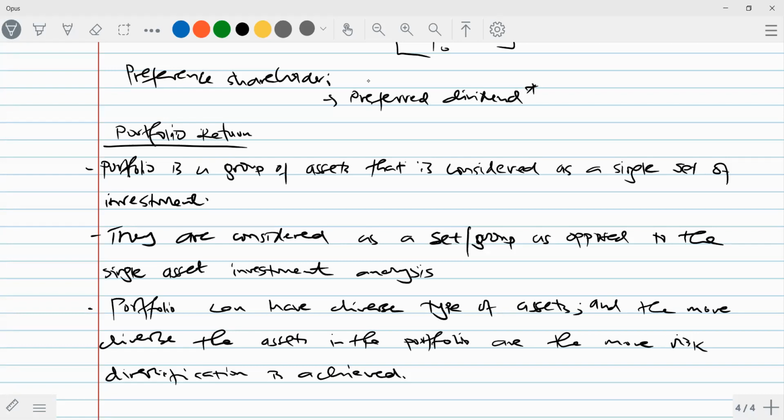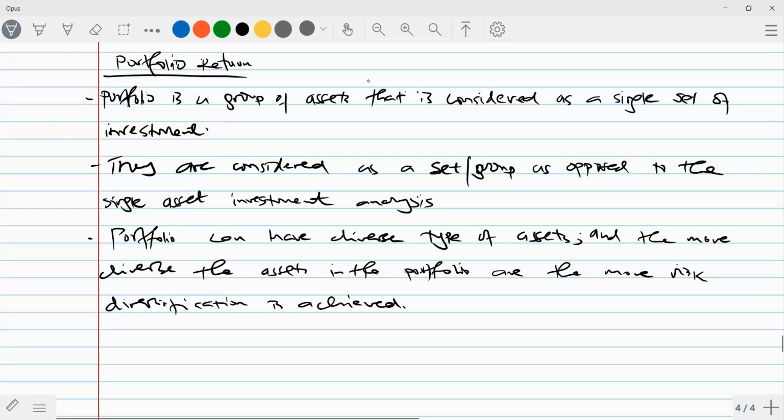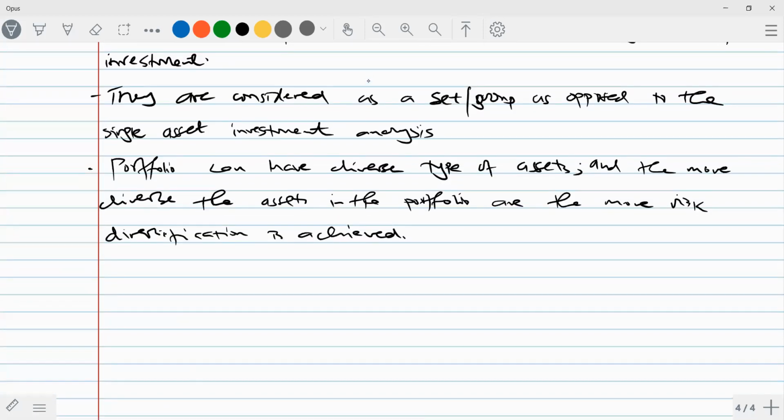One, the more diverse the assets that make up the portfolio, the higher the chance you can reduce the unsystematic risk. I think we mentioned this in CAPM. The more diverse the assets are, the more dissimilar they are, the more chance you have to do away with most of the risk. The more diversification we shall be achieving as investors. That's on the portfolio.